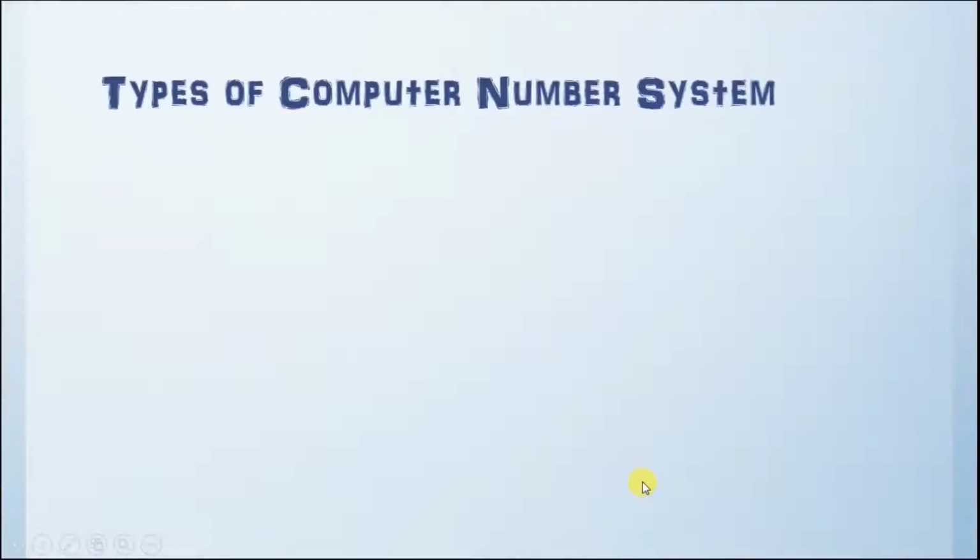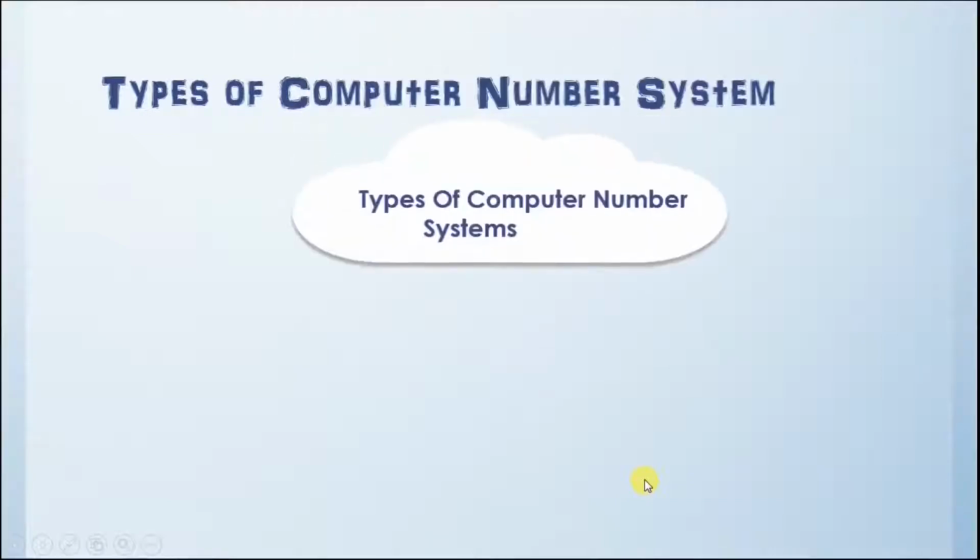But the question is, does the computer deal with only binary system? The answer is no. There are various number systems, like we heard of whole numbers and real numbers in mathematics. But computer mainly deals with 4 number systems and it represents data in these 4 number systems. So let's find out which are they.